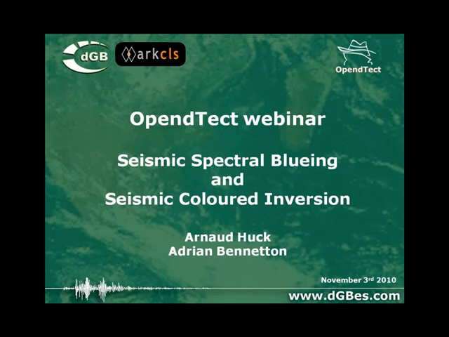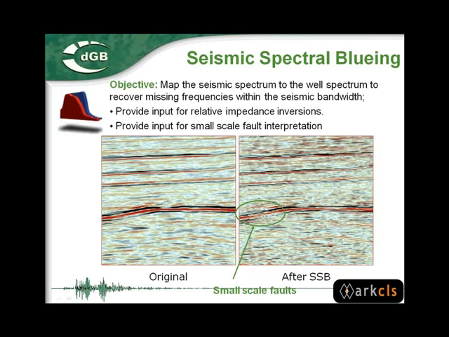Seismic Spectral Blueing has for objective to map the seismic spectrum to the well spectrum in order to recover missing frequencies within the seismic bandwidth. It provides input for relative impedance inversions, and it also provides input for small-scale fault interpretation. You can see on this slide comparisons between an original dataset on the left-hand side, an inline section, and a blued seismic dataset after seismic spectral blueing.